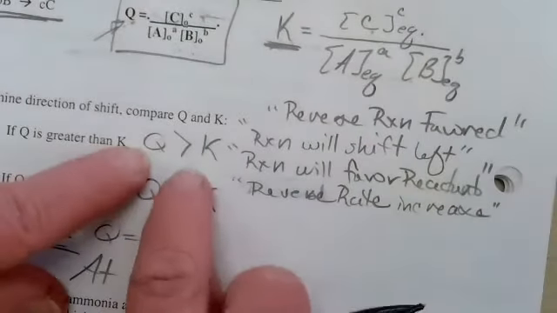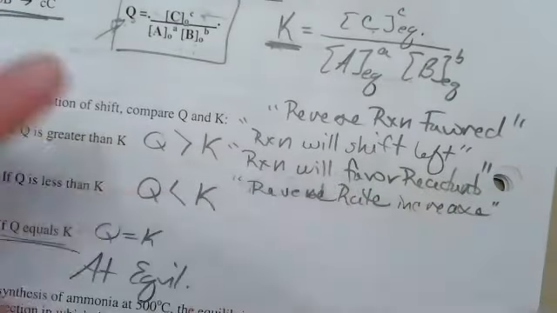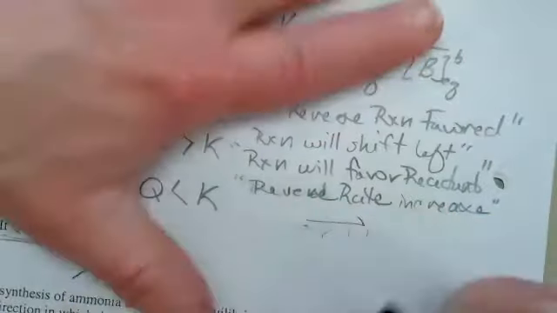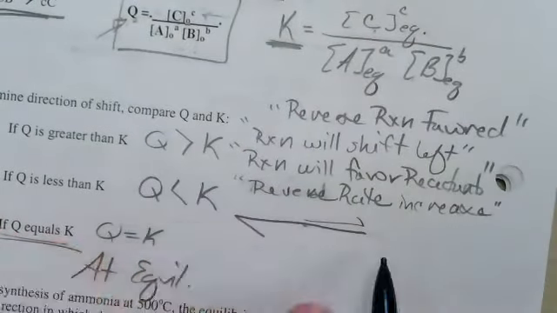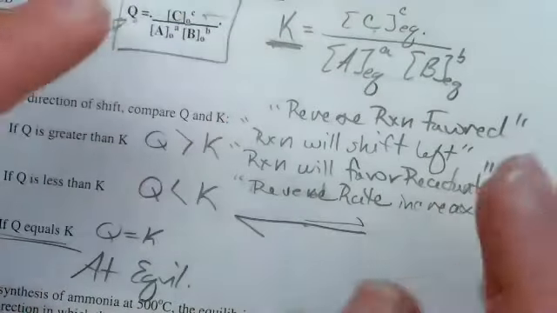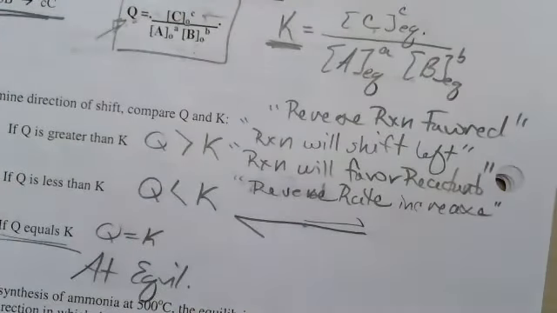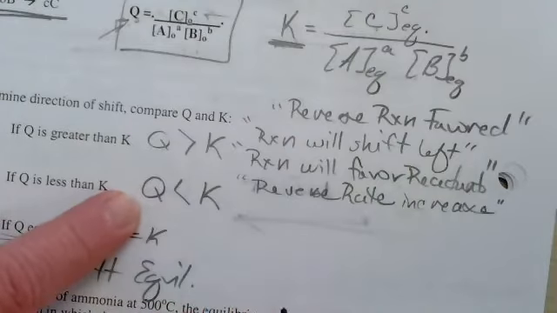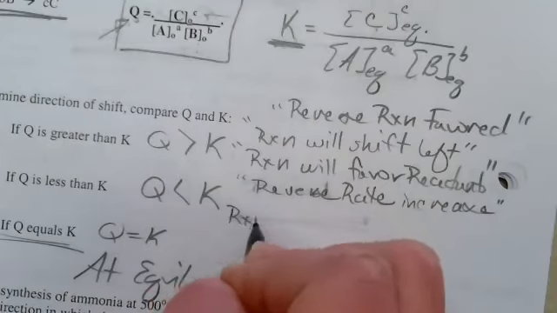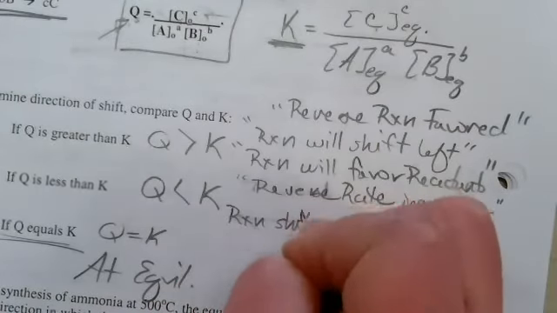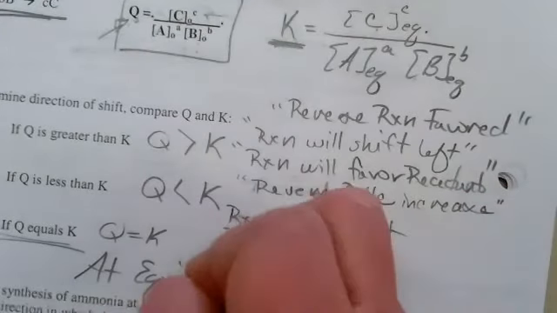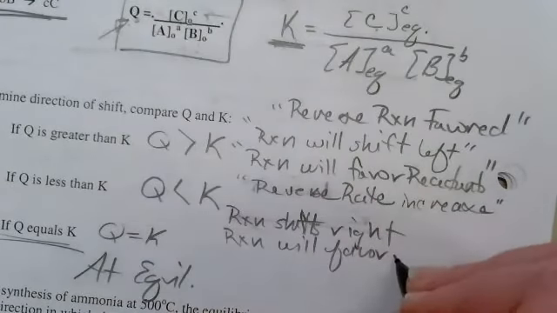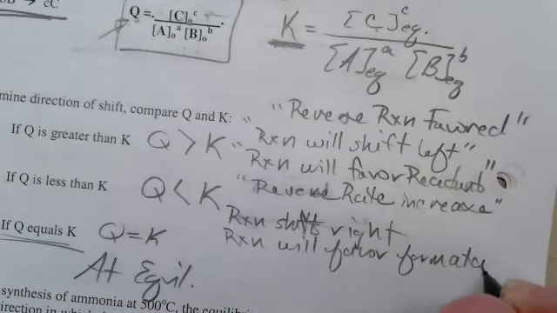So what's going to happen here? If we're favoring reactant, we're starting at this balance, but this arrow is going to become much bigger. So we need to make more reactant. That's what we're going to do to get to equilibrium. Then if Q is less than K, we need to make more product. So we would say the reaction shifts right, or the reaction will favor formation of product, or production of product, sorry.